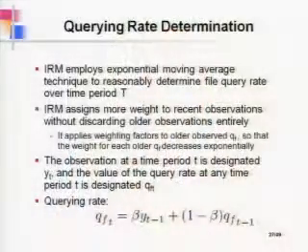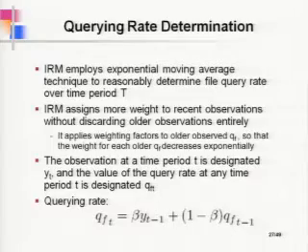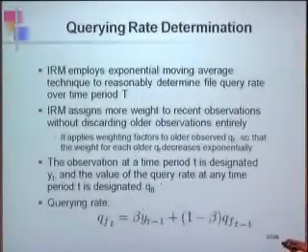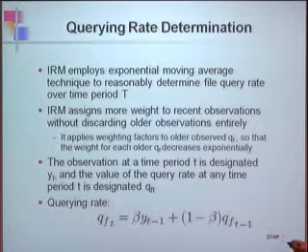So in order to avoid the resource waste for the fluctuation, the IRM employs exponential moving average technique to reasonably determine file query rate over time t. So basically, it has a factor. So it does not discard the old observation, but it still uses the new observation. So this is the formula for determining the query rate.